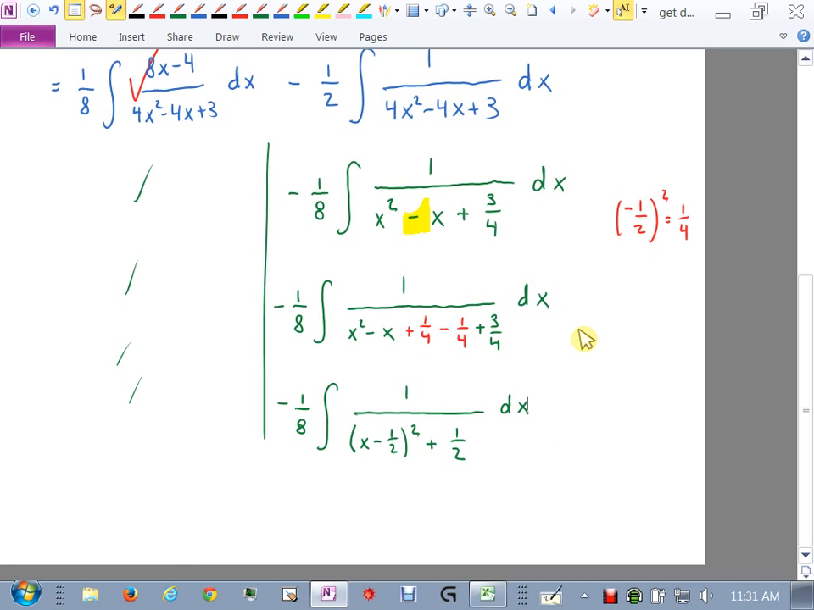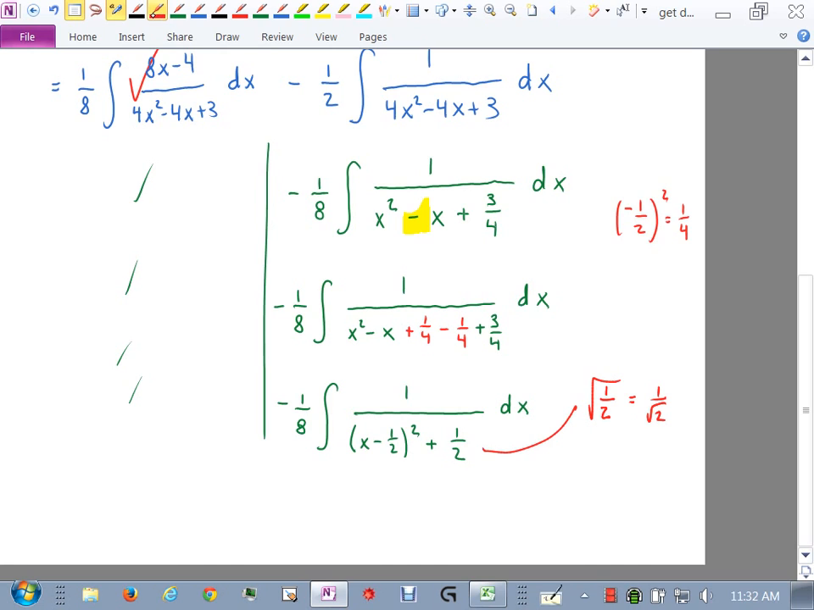And if we look at this and kind of squint our eyes a little bit, we have 1 over u squared plus a squared, arctan, right? For us here, a is what? It's the square root of 1/2, right? So it's just 1 over root 2, which we said last class we don't care to rationalize. We just leave it like that. Got it?